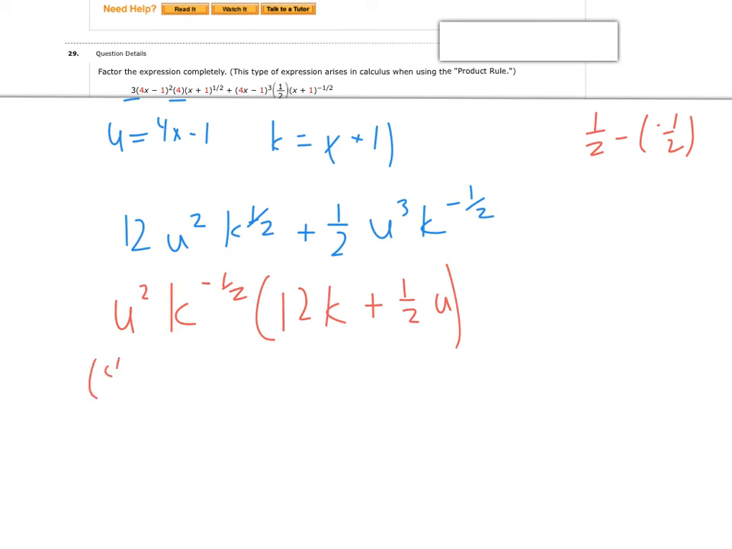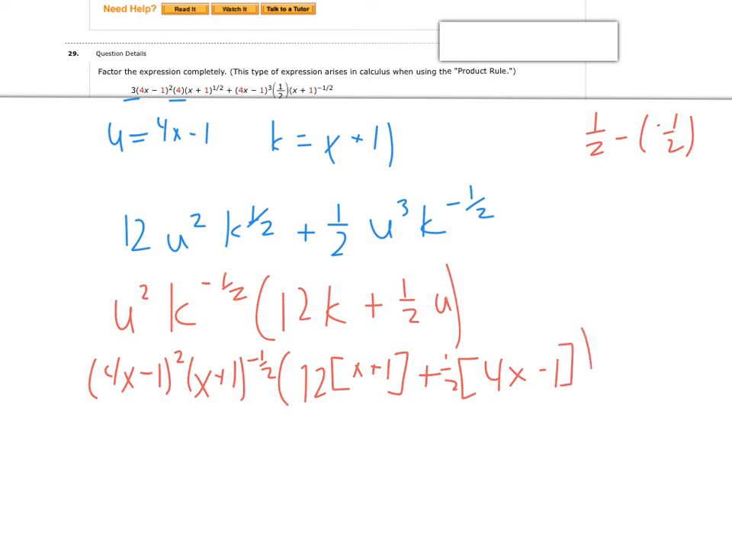So u is going to be 4x minus 1 squared. This will be x plus 1 to the negative 1/2. And then this will be 12 bracket x plus 1 plus 1/2 bracket 4x minus 1. All right, so we need to simplify over here. So I'm going to call this 12x plus 12 plus 2x minus 1/2.